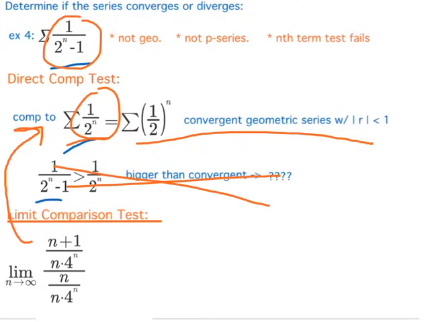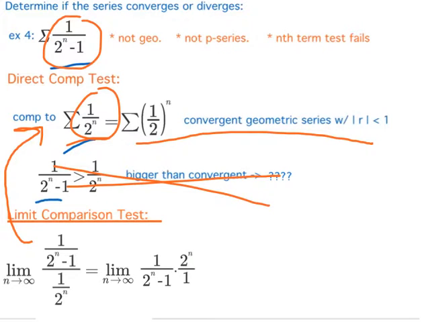So I'd have the limit as n approaches infinity of n plus 1 over n times 4. Oh, sorry, wrong one. Sorry about that. So I want the limit as n approaches infinity of 1 over 2 to the n minus 1 divided by 1 over 2 to the n. Okay. Simplify it, finish up your limit, come back to me.